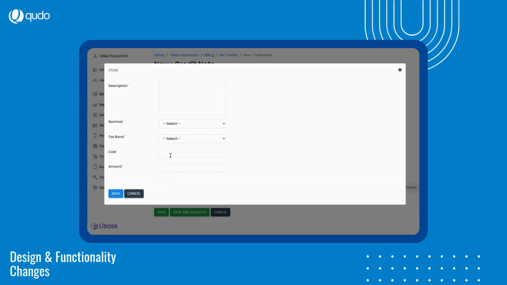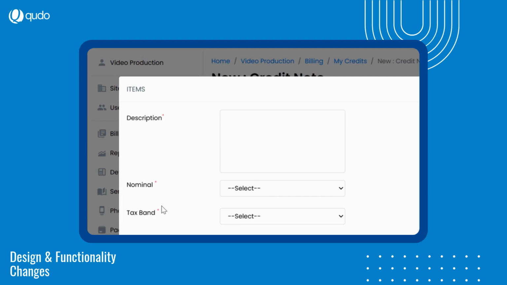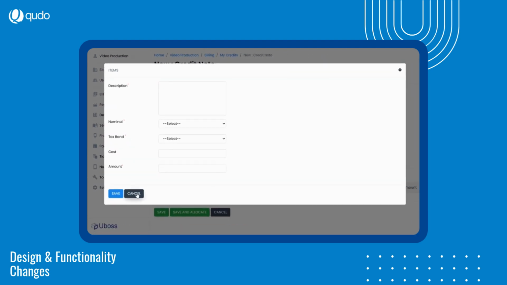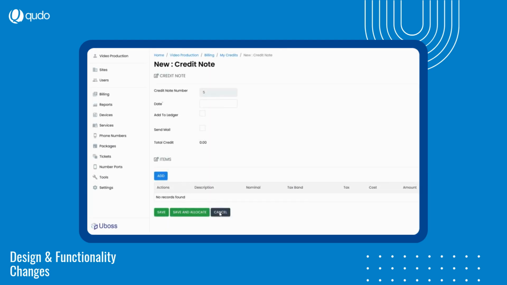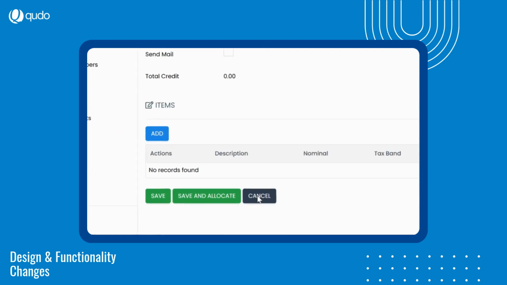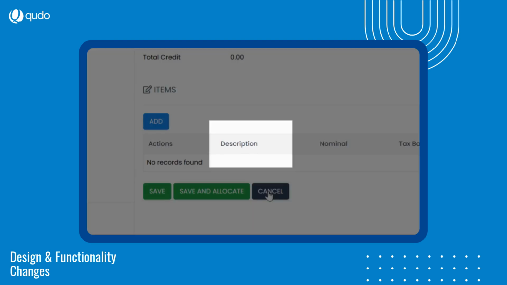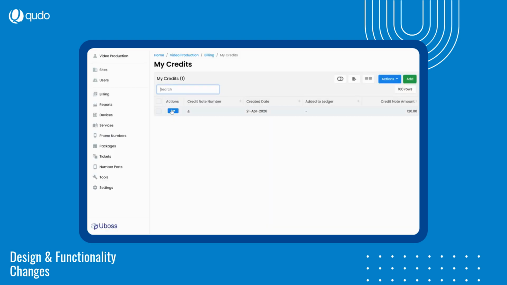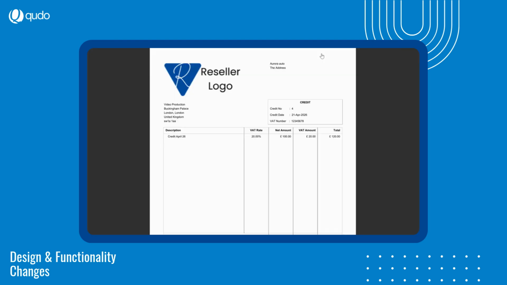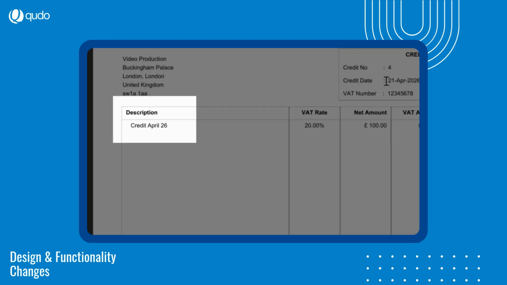The following changes have been made to credit notes. We have removed the name field from the credit note page. The description field is now mandatory. We have replaced the name column with the description in the list table. The credit note PDF has been updated based on these changes in the credit note page, and the PDF has been updated to show the item description instead of the nominal invoice name.